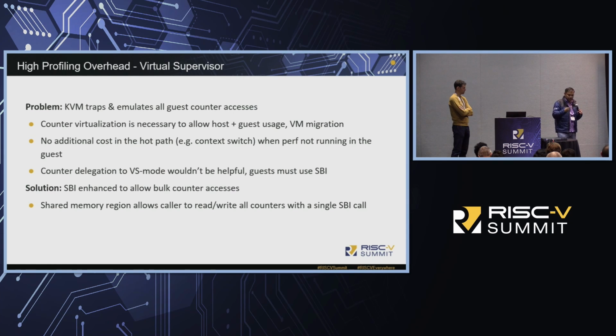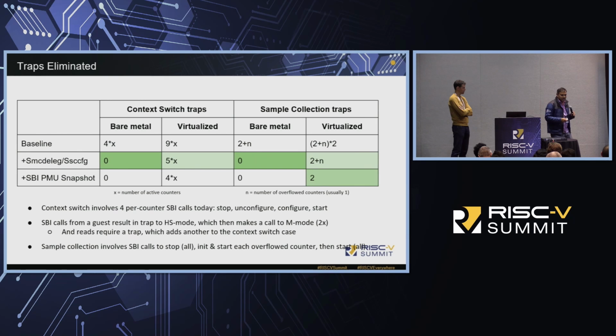So to give you more context on how this helps, here are some numbers on how many traps we were able to eliminate with both the ISA extensions and the software approaches. So if you look at, is there a clicker? Yeah. So if you look at the first line, it is the baseline, what we're running.